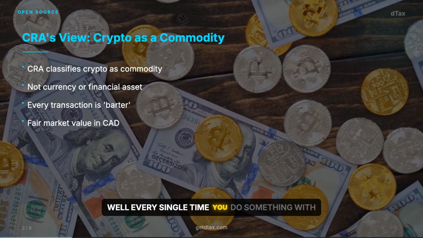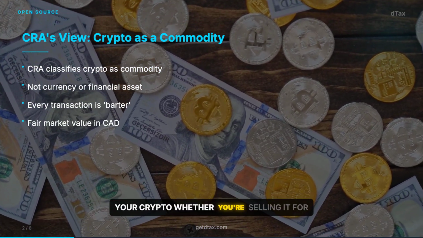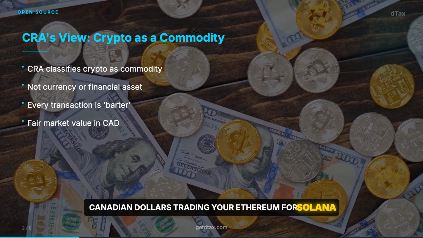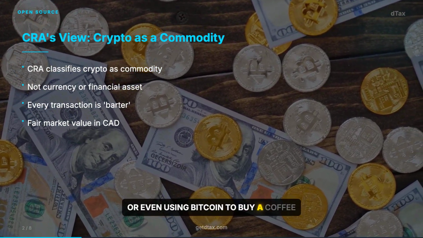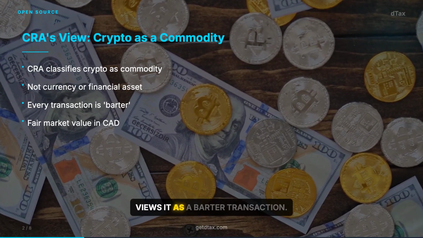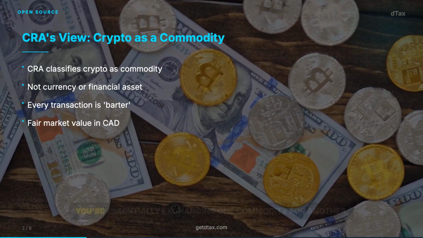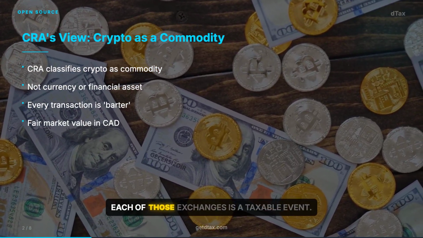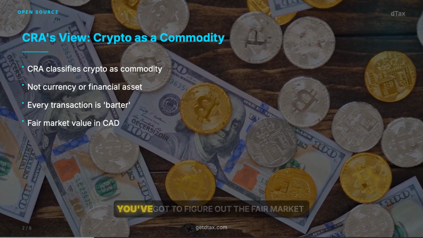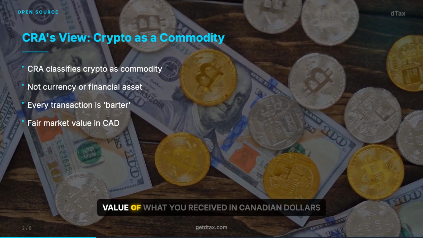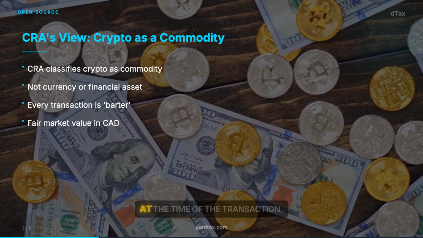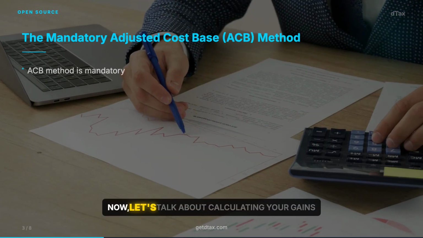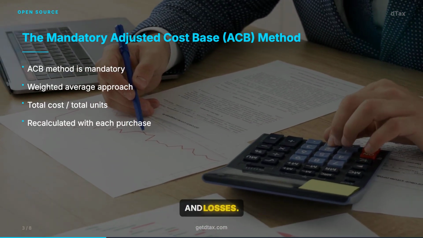Well, every single time you do something with your crypto, whether you're selling it for Canadian dollars, trading your Ethereum for Solana, or even using Bitcoin to buy a coffee, the CRA views it as a barter transaction. You are essentially exchanging one commodity for another. And guess what? Each of those exchanges is a taxable event. You've got to figure out the fair market value of what you received in Canadian dollars at the time of the transaction. Wild, huh?